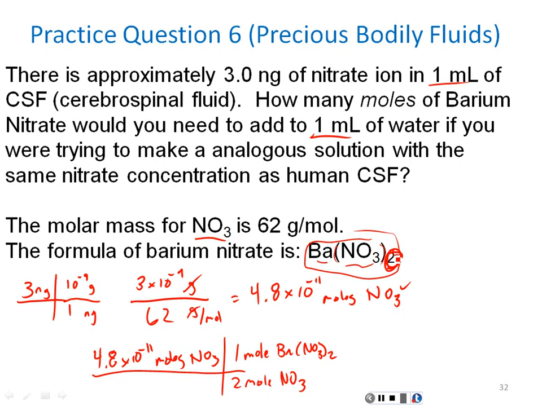You can tell that by the 2, the subscript 2. So that becomes 2.4 times 10 to the minus 11th moles of barium nitrate. So we're going to have to add half as many moles of barium nitrate to get the same nitrate ion concentration that's in the CSF.